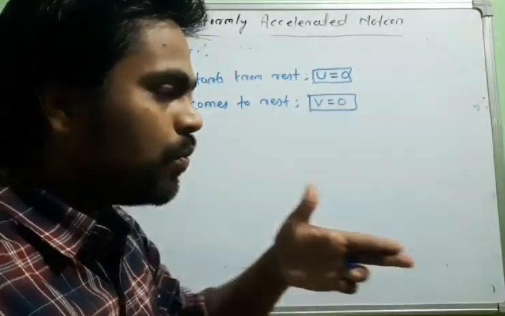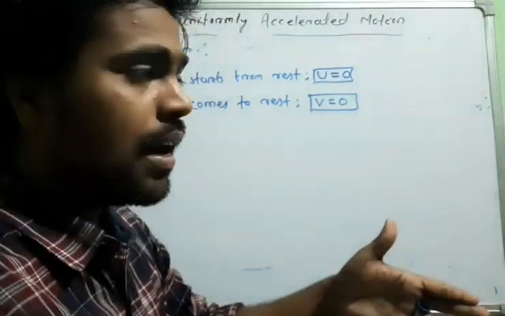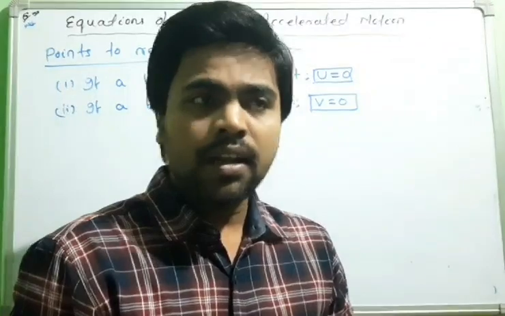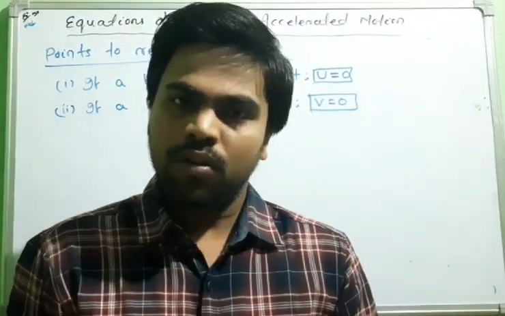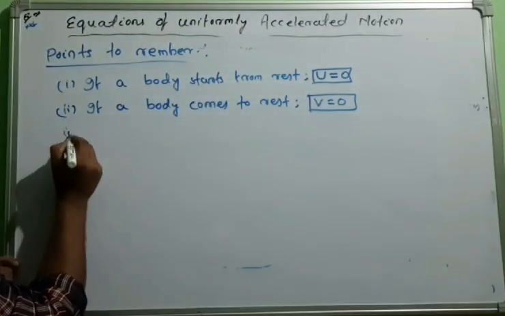Okay, the body is moving at 2 meters per second or 3 meters per second, but after 3 seconds the body comes to rest. That means the final velocity is equal to 0. Got it? Next, the third point, remember the third point.